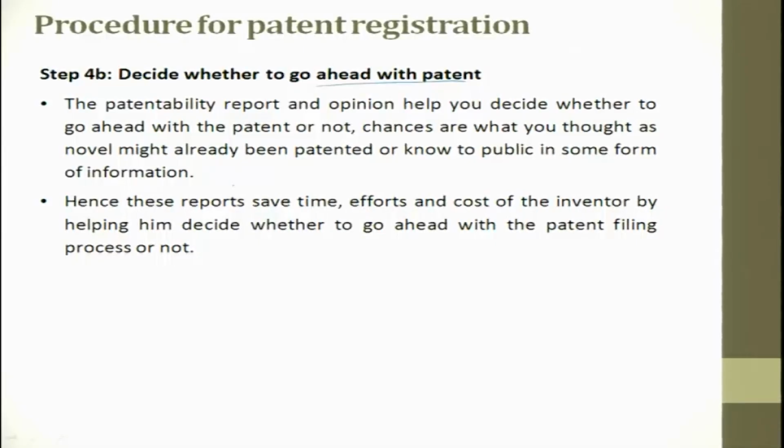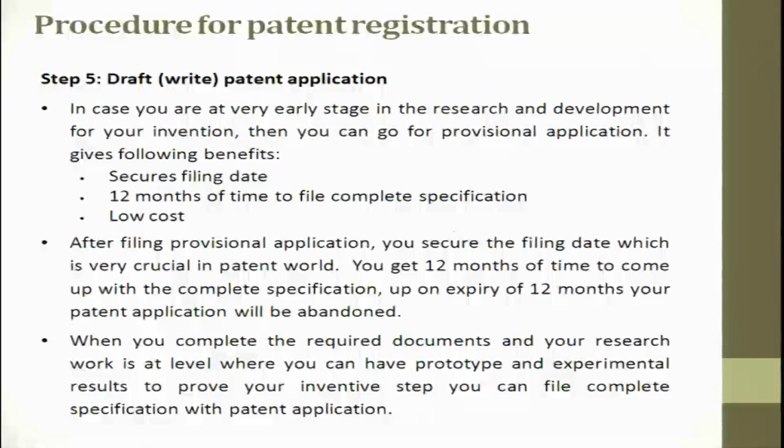So, now after you decide yes, it is worth an idea, it has fulfilled all the 4 criteria. Now what I do, I will try to go ahead with my patent. So, the patentability report and the opinion help you to decide whether to go ahead with the patent or not. Chances are what you thought as novel might already have been patented. So, that is why we try to do the state of the art, right. Hence, these reports save time, effort and cost of the inventor by helping him decide whether to go ahead or not. So, that is why we do a patent search.